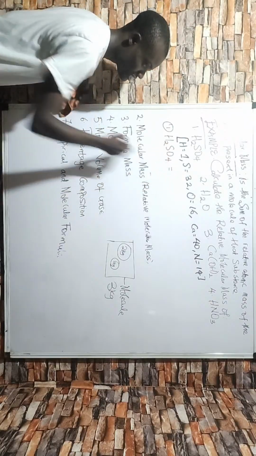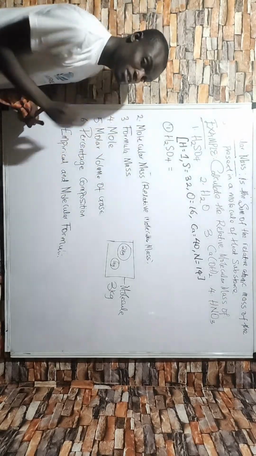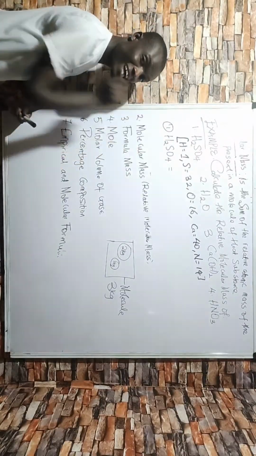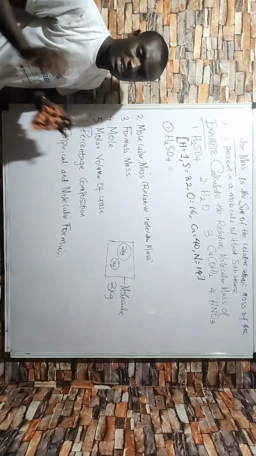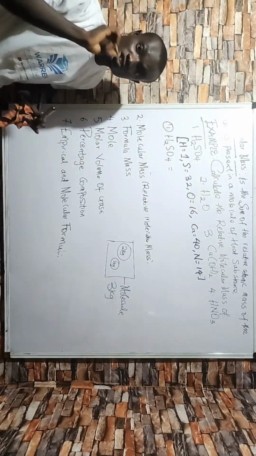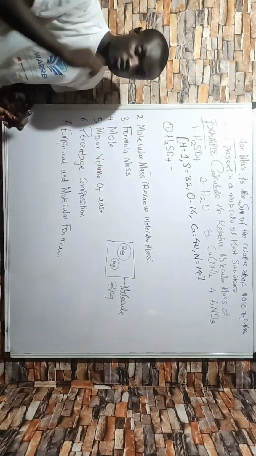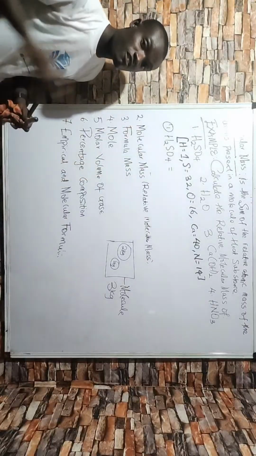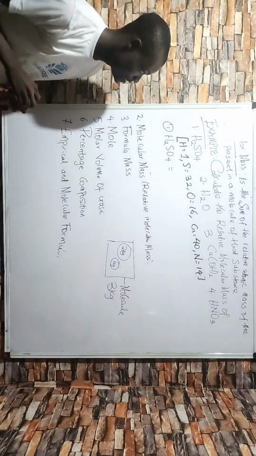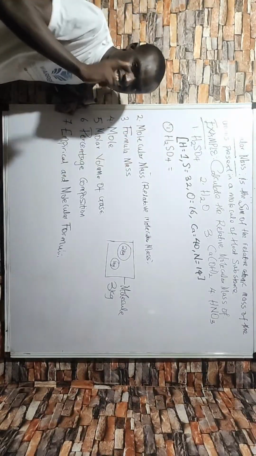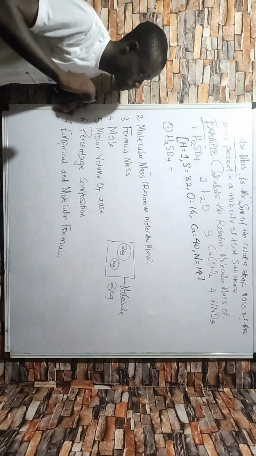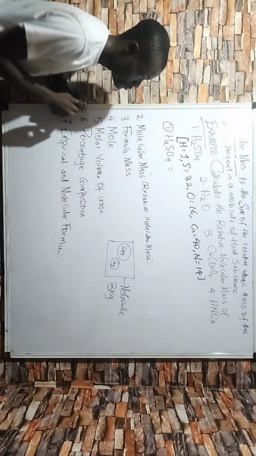Now, this H2 means that we have 2 atoms of hydrogen. This S is just a 1. There's a 1 here, even though it is not written. So we have 1 atom of sulfur. Then 4O means we have 4 atoms of oxygen. Now, 1 atom of hydrogen is just 1, but we have 2 of it. So what are we going to have?